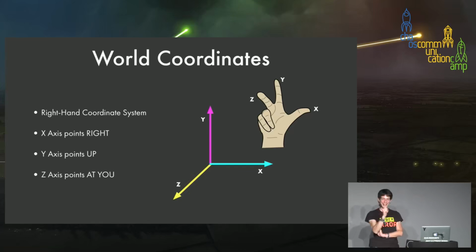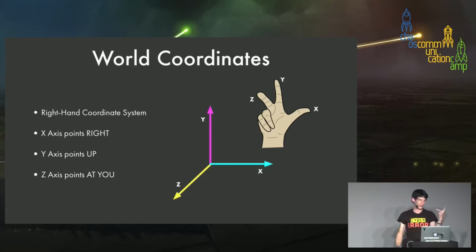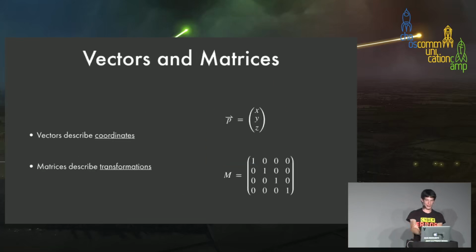You do this: your thumb is the x-axis. It needs to point to your right. Your index finger points up. That's the y-axis. And then your middle finger points toward yourself, the z-axis. And that's how you remember how those are related. There's also left-hand world coordinates, which work differently. So that's a good way to remember.